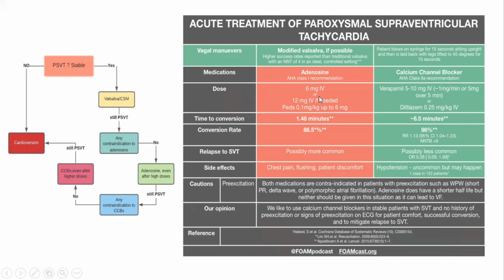Adenosine 6 milligram IV, or 12 milligram IV if needed. Time to conversion is 1.48 minutes. Calcium channel blocker verapamil 5 to 10 milligram IV, at 1 milligram per minute, or 5 milligram over 5 minutes. Time to conversion is 6.5 minutes. Thank you.